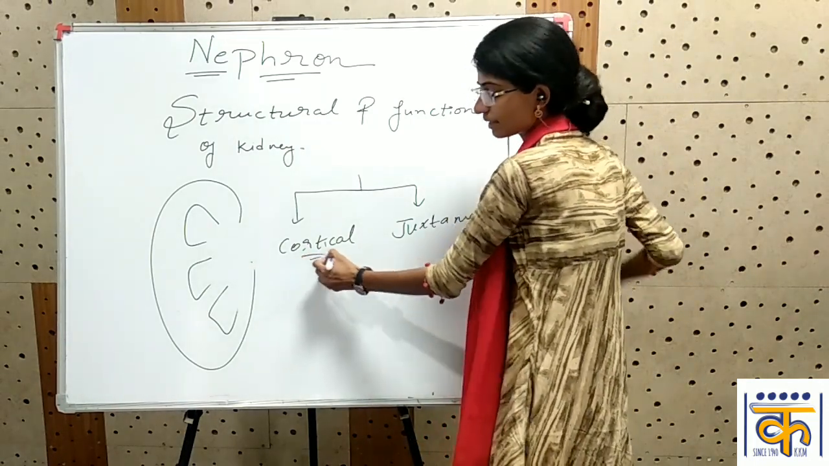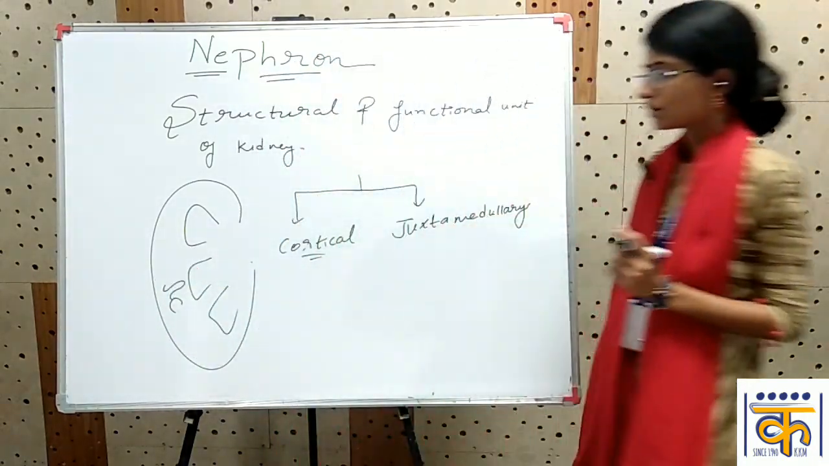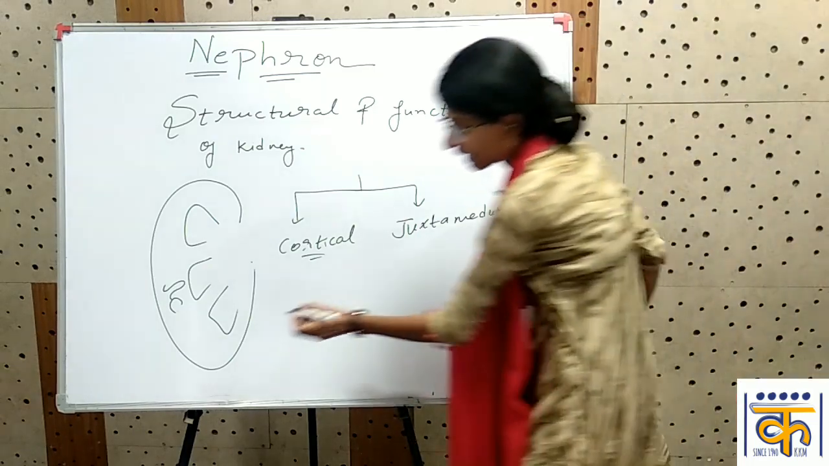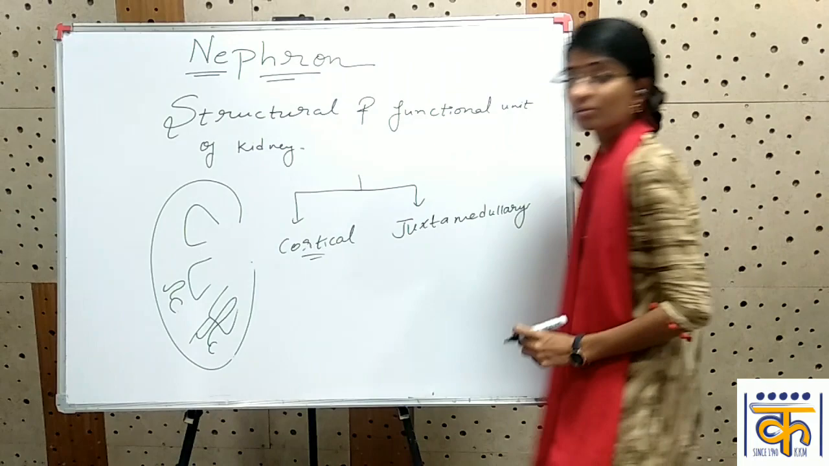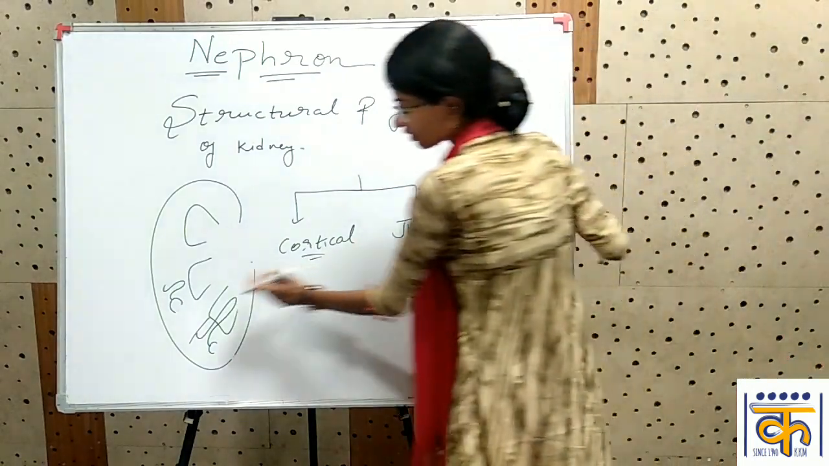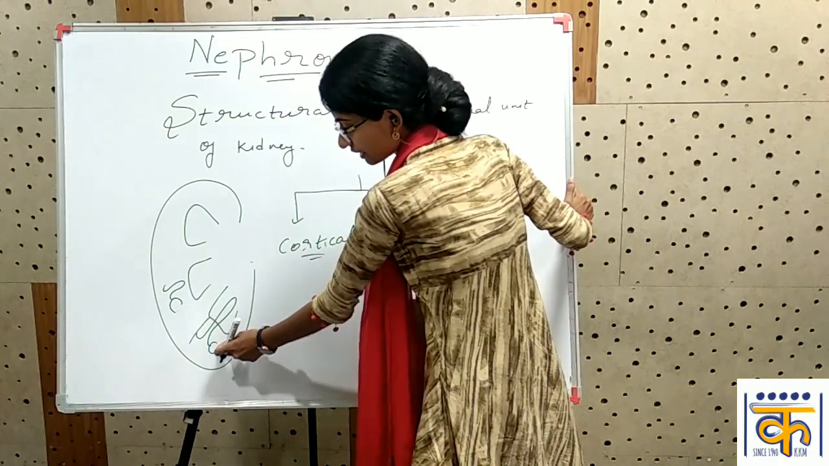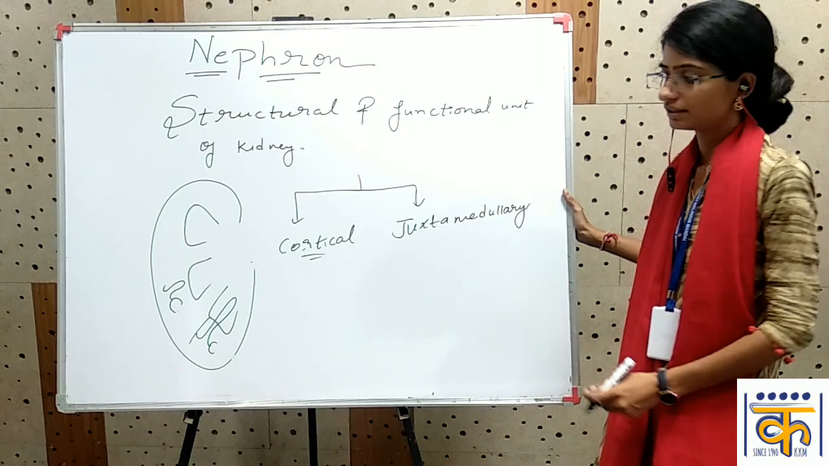Cortical nephron, as the name itself suggests, is located in the cortex region, whereas juxtamedullary has its tube-like structure extended in the pyramid. So there are two types, cortical and juxtamedullary. Cortical in the cortex region, whereas the juxtamedullary has the tubules extended in the medullary region.